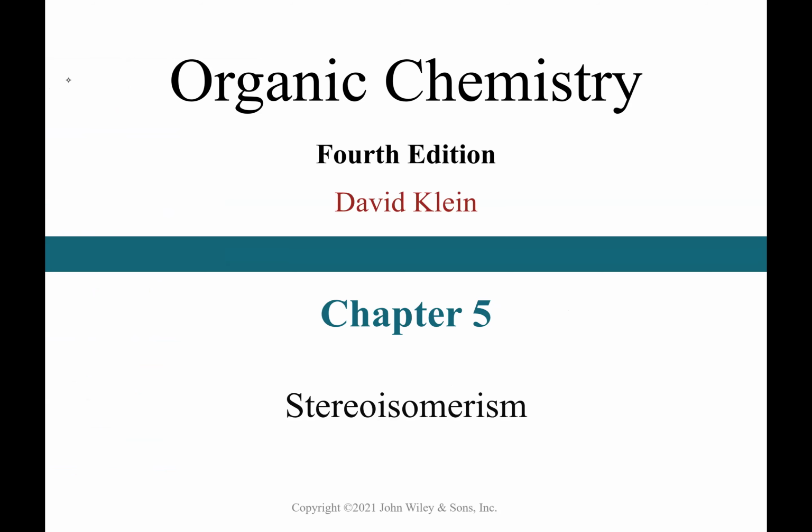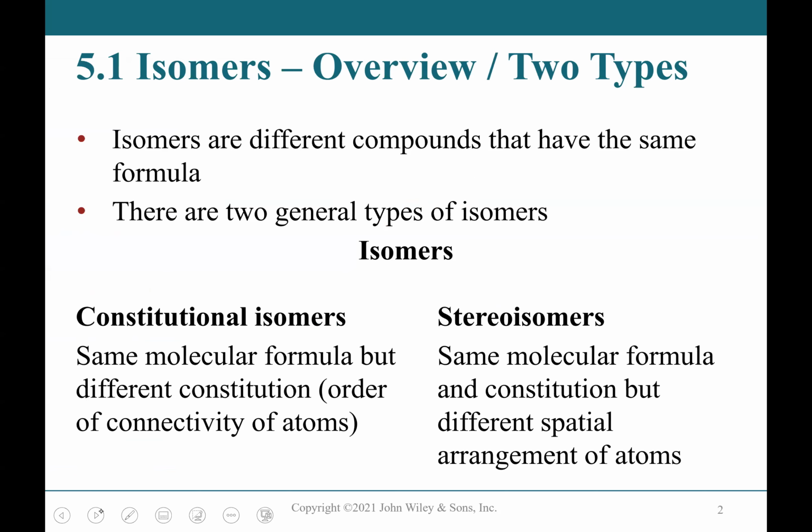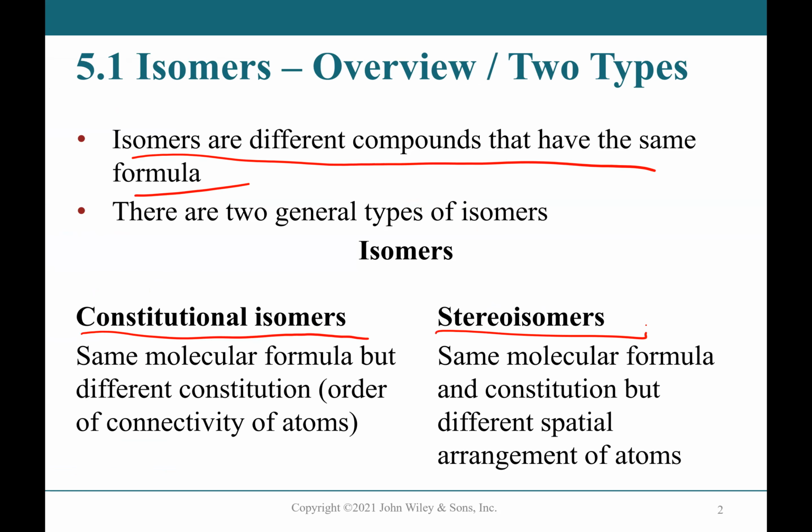So chapter 5 is dealing with stereoisomerism. Isomers are different compounds that have the same formula. That's the key point. That's just something that you have to memorize. And it says there are 2 general types of isomers. You have constitutional isomers and stereoisomers.